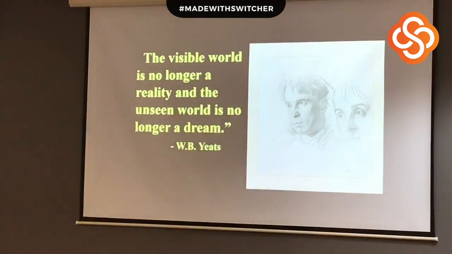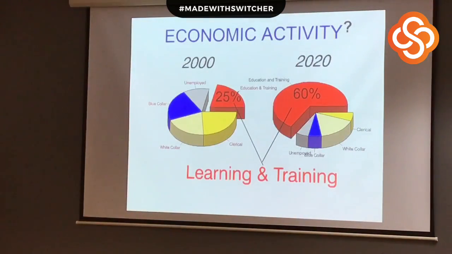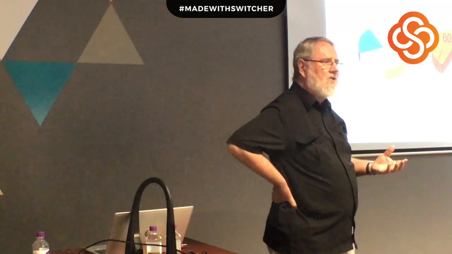And the Irish poet Yeats put it much more eloquently. The visible world is no longer a reality, and the unseen world is no longer a dream. And what's happening with economic activity? In 2000, about 25% of economic activity was education and training. By 2020, it's 60%. And people ask, well, how is that? You know, what about oil? Well, look at the oil industry. Their workers are undergoing training and education all the time.